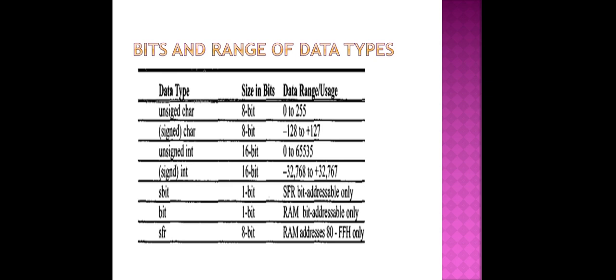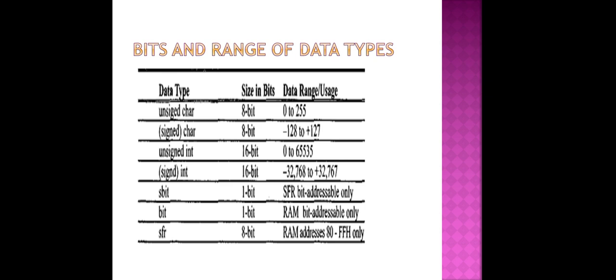Next is the unsigned integer. It is a 16-bit data type, ranging from 0 to 65,535. Next is the signed integer. It is a 16-bit data type, ranging from -32,768 to +32,767. Sbit, or a single bit, is a 1-bit data type.